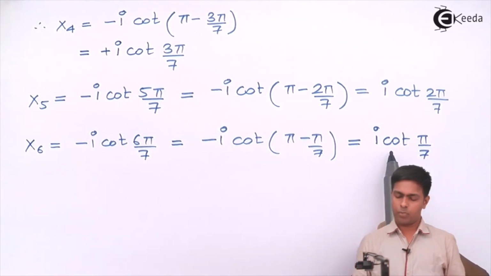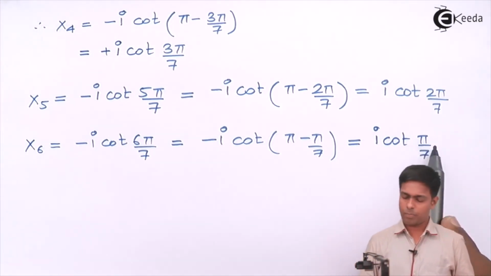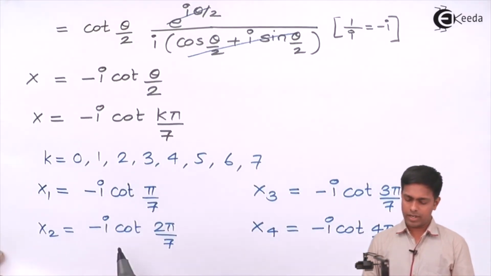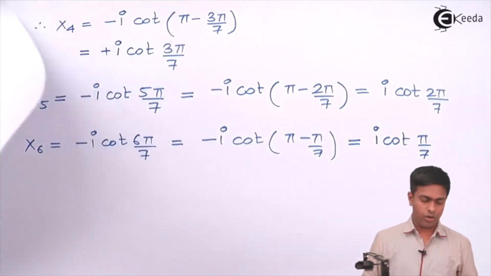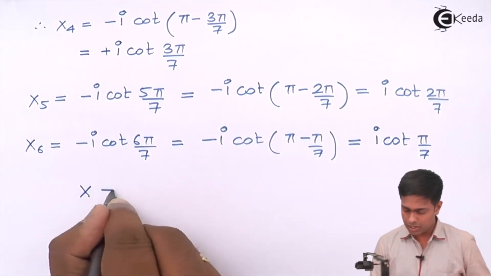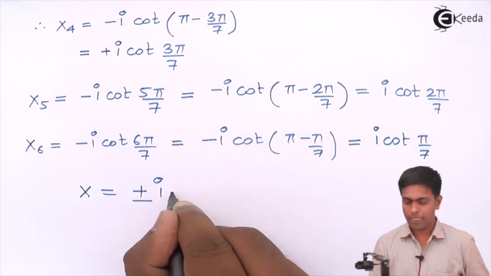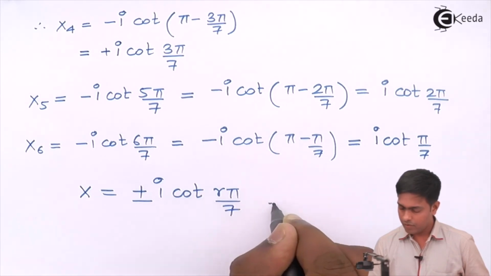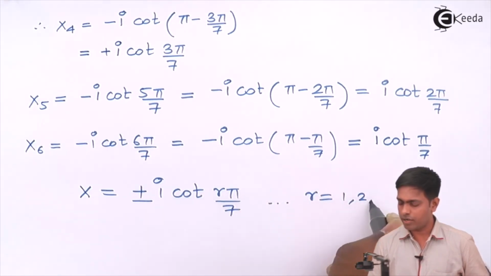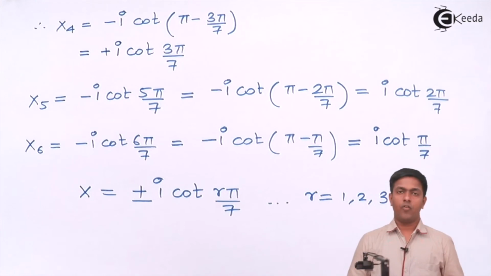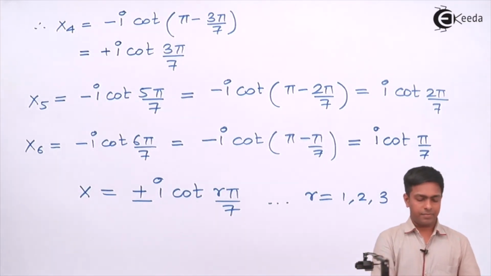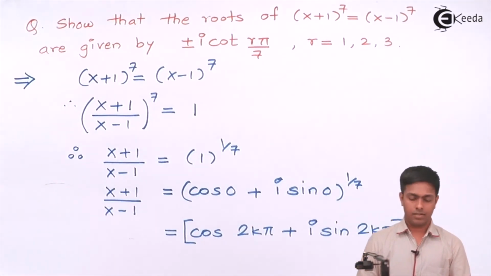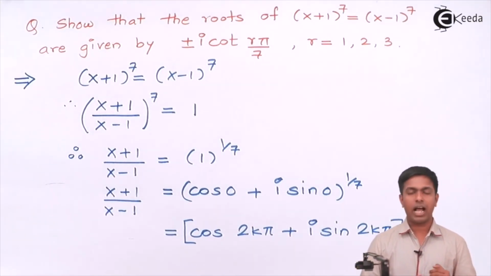So guys, here I got positive i cot pi by 7, cot 2 pi by 7, cot 3 pi by 7, and here we got three negative roots, and therefore we can say that the roots are plus or minus i cot of r pi by 7, where the value of r is 1, 2 and 3. And guys, here we have proved that the roots of this given equation are plus or minus i cot r pi by 7.